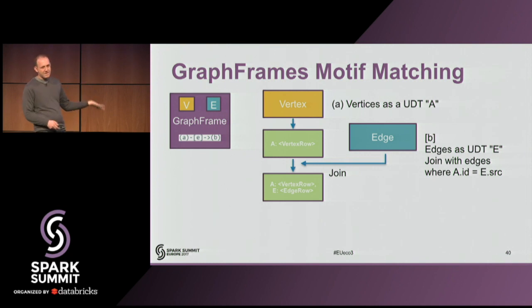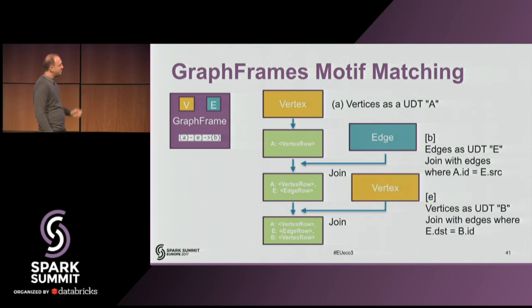But of course, we still don't have B yet. And to get B, we actually have to do another join. So we end up joining once again with the vertex table, and on the condition that the destination of the edge that we just picked out is the ID of the vertex that we're going to. And we end up with this wonderful DataFrame at the bottom where we have three columns, one representing the start of an edge, one representing the edge itself, and one representing the destination of our edge.